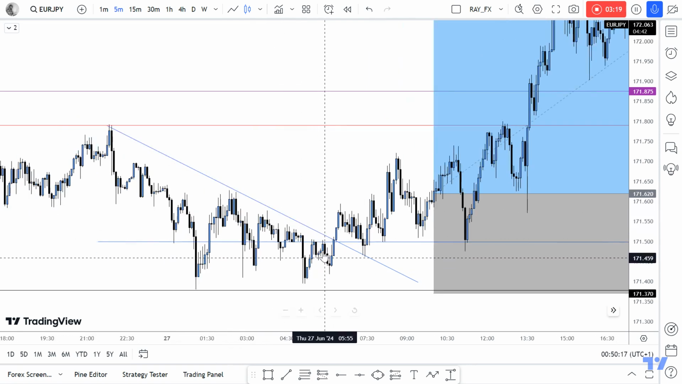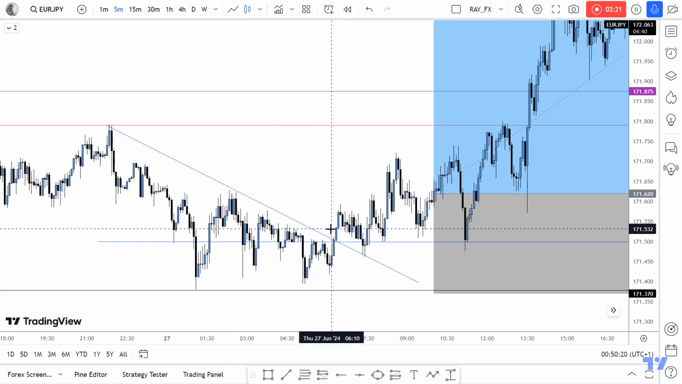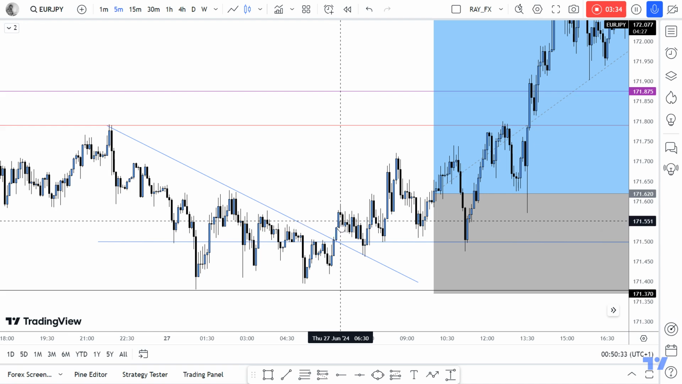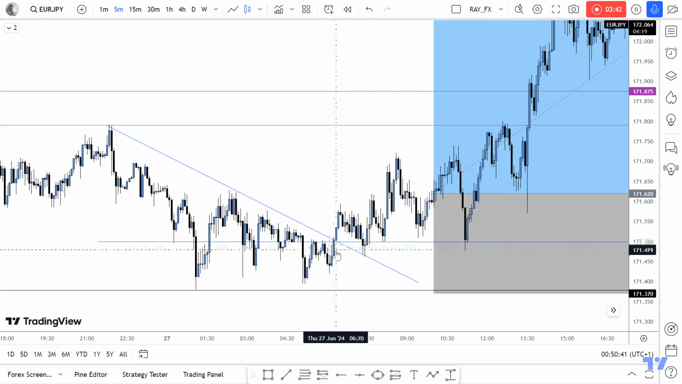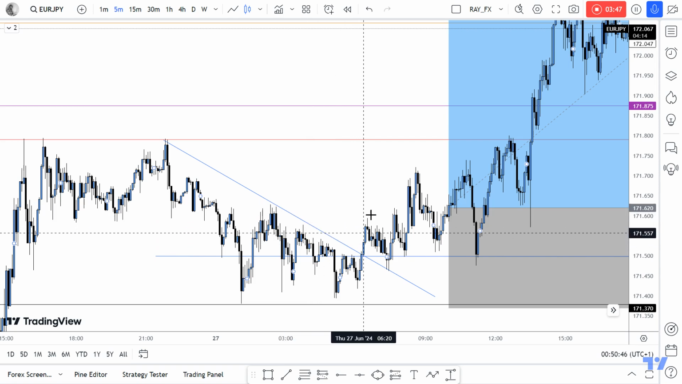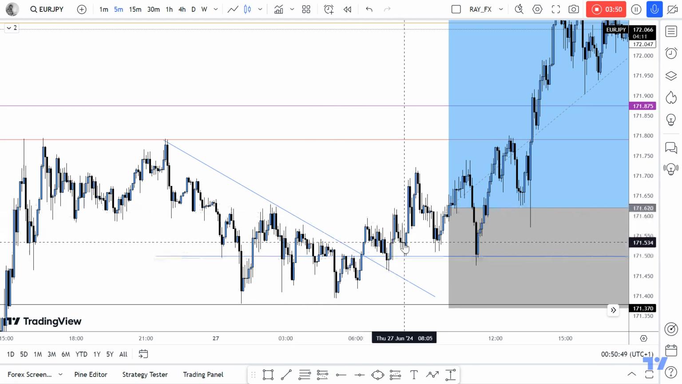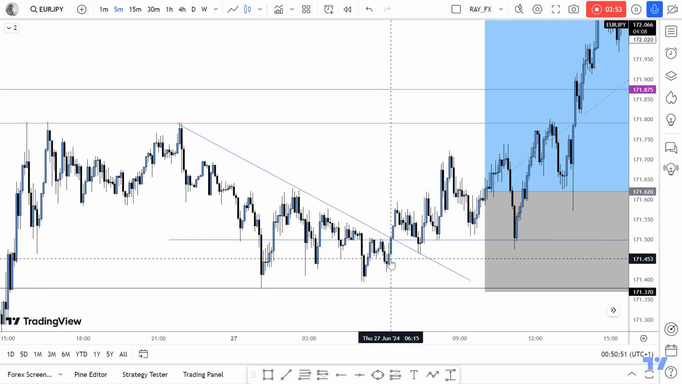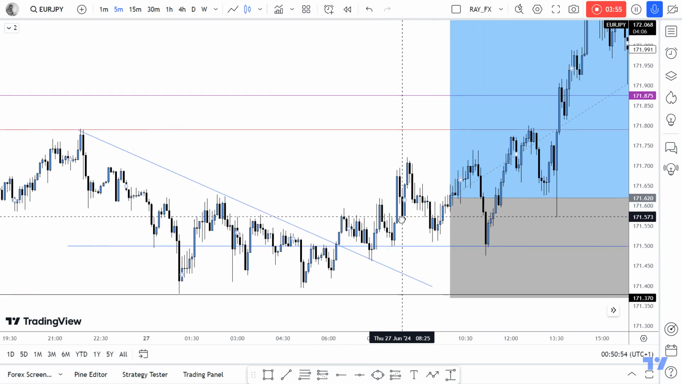When I saw price close on this next candle, that was my first entry. My first position was at 171.551, because I entered when I saw price break above this region here. Then, as you can see, the market is making higher highs and higher lows, and from seeing how the market is trading, you can start adding to your positions.